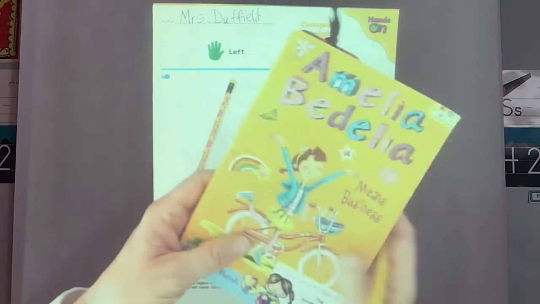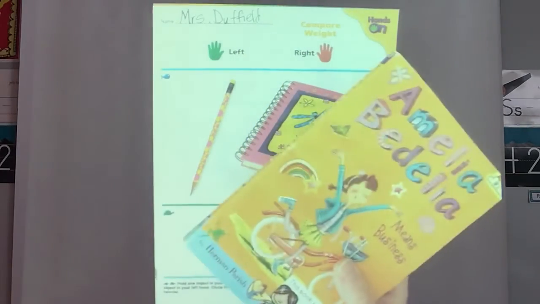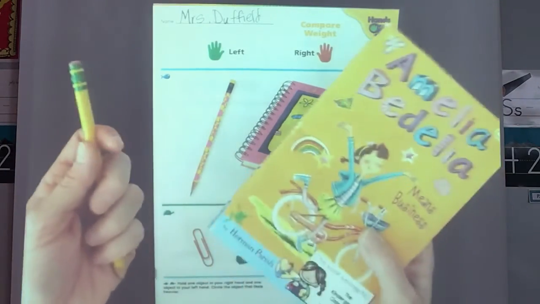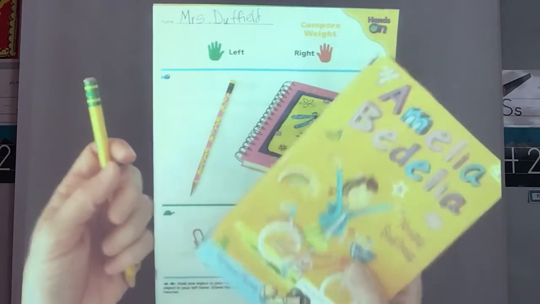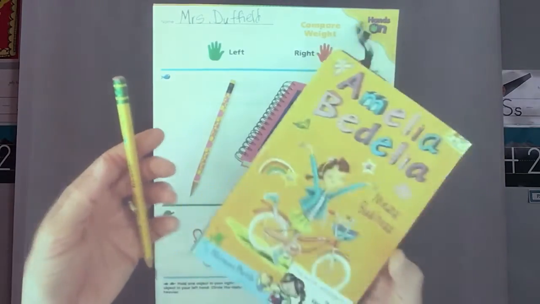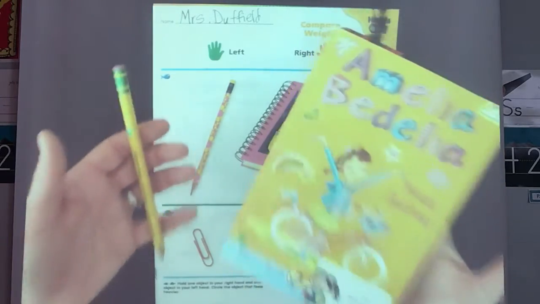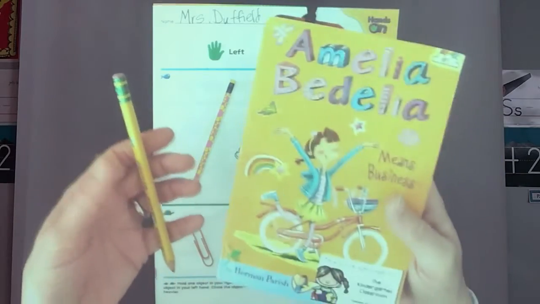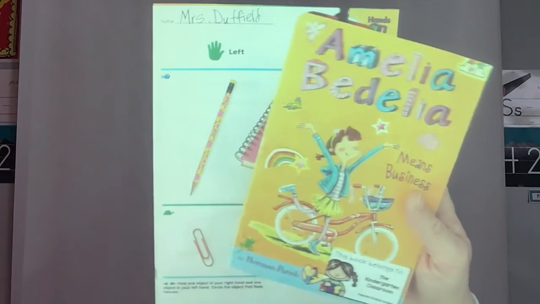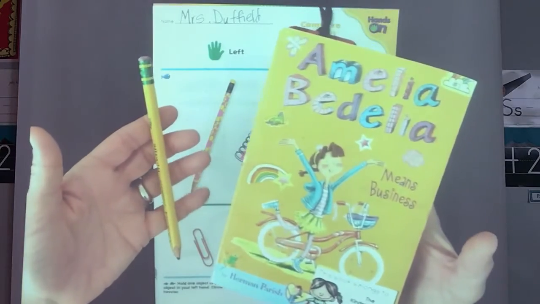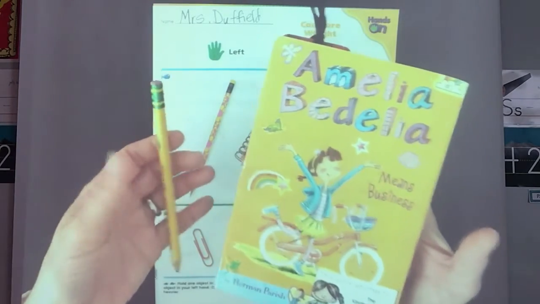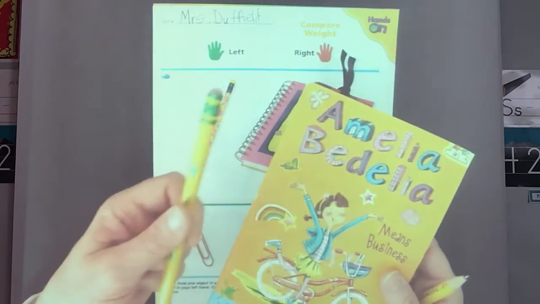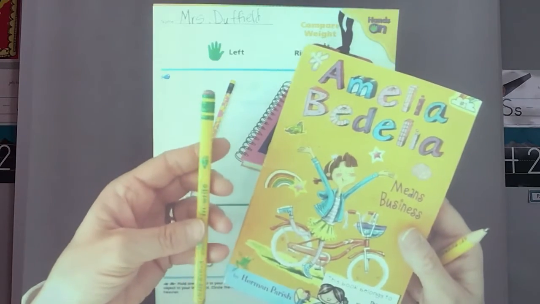I've got our Amelia Bedelia, so I've got my book in one hand and my pencil in the other. Which one is heavier? Which one weighs more? Which one do I feel like is heavier when I'm weighing them? Which one's lighter? Okay, out of these two, and I suppose how big your book is will be the dramatic difference between how heavy it is. So does this one feel lighter than the book that you have, or heavier? What do you think?